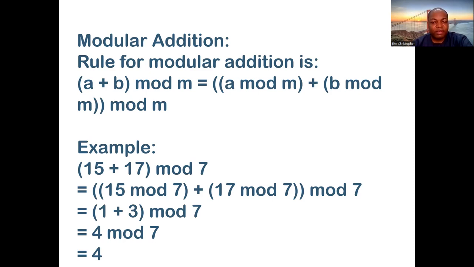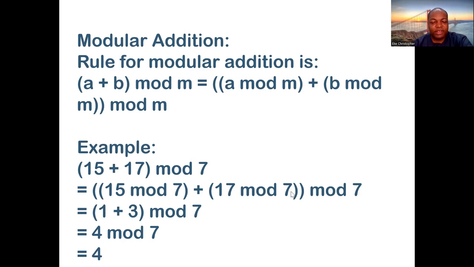15 mod 7, of course, we have it as 1. Because 15 divided by 7 is what? 2, remainder 1. Okay, we have it as 1.